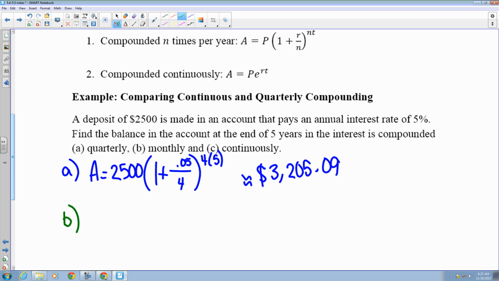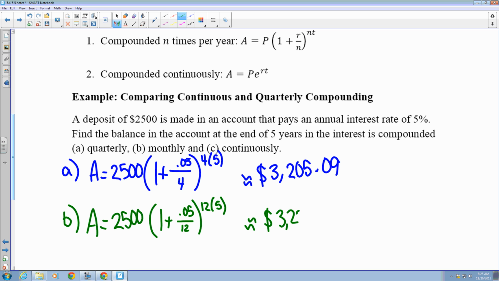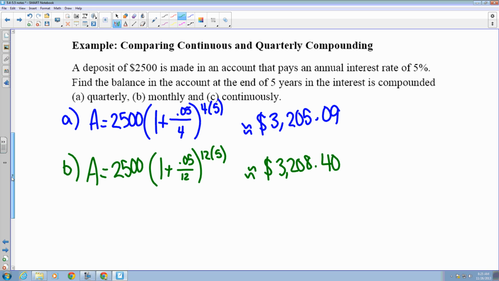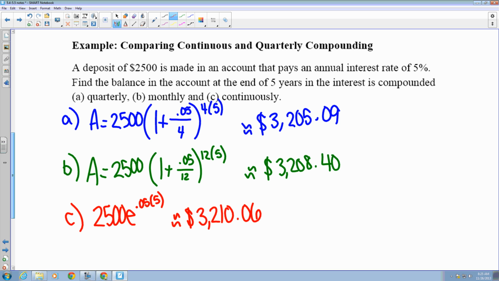B is compounded monthly. So n is 12. And our total is $3,208.40. And the last one is compounded continuously, and that's the other formula. That's our Pert, which is 2,500 times e to the 0.05 times 5, and $3,210.06 is our answer on that one.